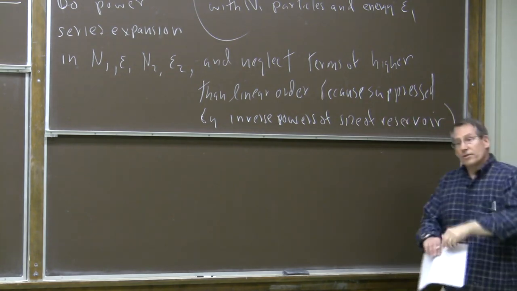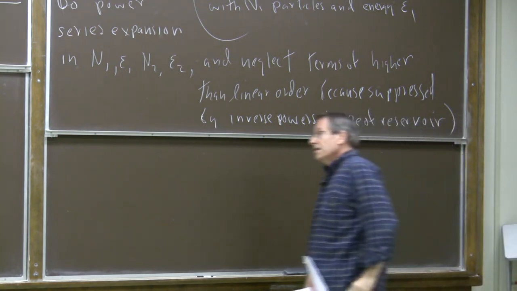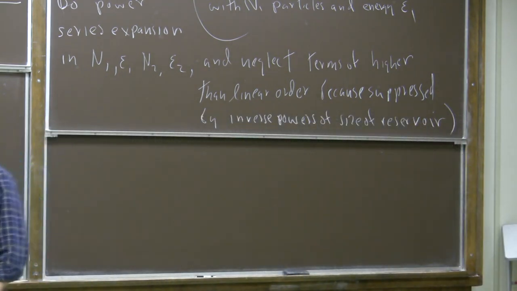So, in fact, those higher order terms that we're neglecting arise because for a finite size reservoir, the chemical potential and the temperature of the reservoir are not exactly fixed. So when I take some particles away and some energy away, the temperature changes a little bit, the chemical potential changes a little bit. But we're considering the case in which the reservoir is so big that we can take some particles away, take some energy away without changing the temperature or the chemical potential of the reservoir. Okay?